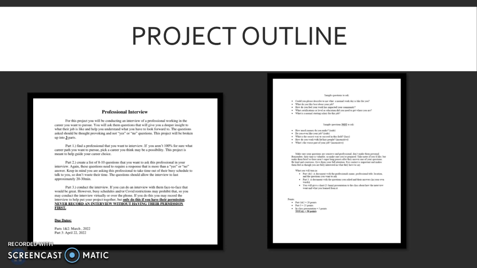Here's the project outline. Kind of broke it down a little bit. I created this myself and gave it to the students whenever I assigned the project towards the beginning of the semester. You can see here on the left, I had broken it down into parts. The first one, they were to find their professional. The students also had a job shadow assignment they had to do. Nancy and I decided to allow them to use that same job shadow professional if they wanted to, because they were encouraged to shadow a professional in the career they wanted to do as well.